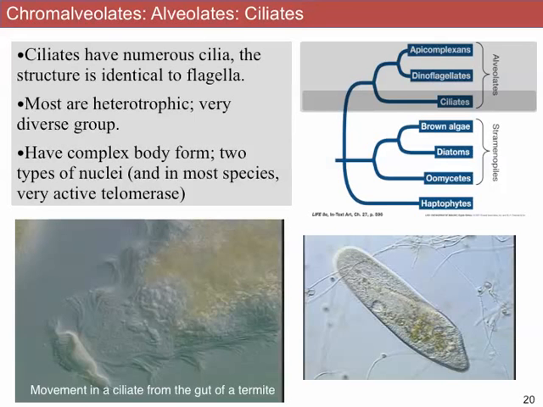But so the ciliates, as the name suggests, are characterized by the presence of these cilia. They're small, hair-like projections on the outside of the cell. Most of the members of this group are heterotrophic. In a way, you can view them as predators. They sort of swim around and eat bacteria and other small organisms in their environments.